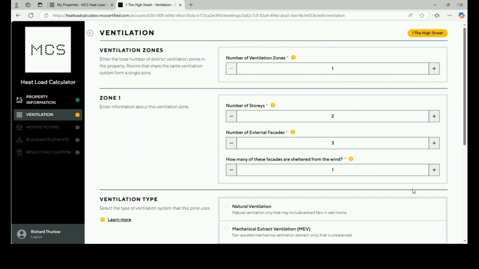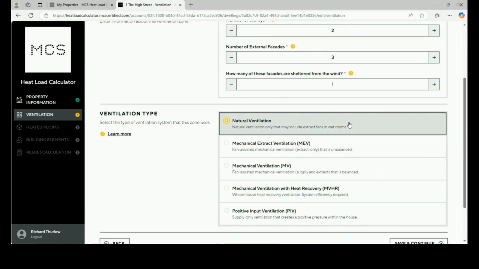Finally, in each zone, you must select the ventilation type for that zone. Natural ventilation will be selected if you do not have a full mechanical system in place. So if you have individual ventilation devices, such as extractor fans on pull cords or humidity sensors in individual rooms like a bathroom or kitchen, for example, or air bricks, you'd select natural ventilation.